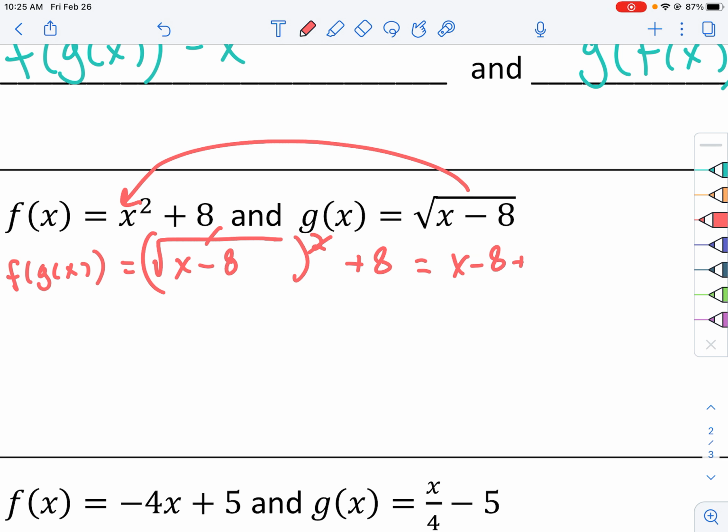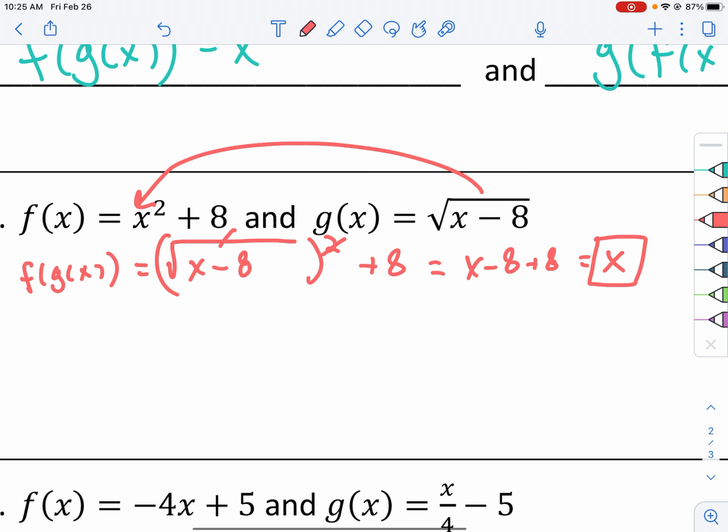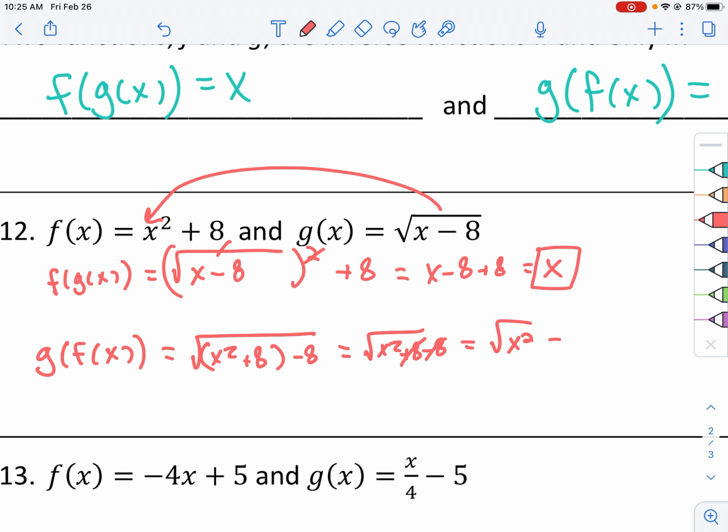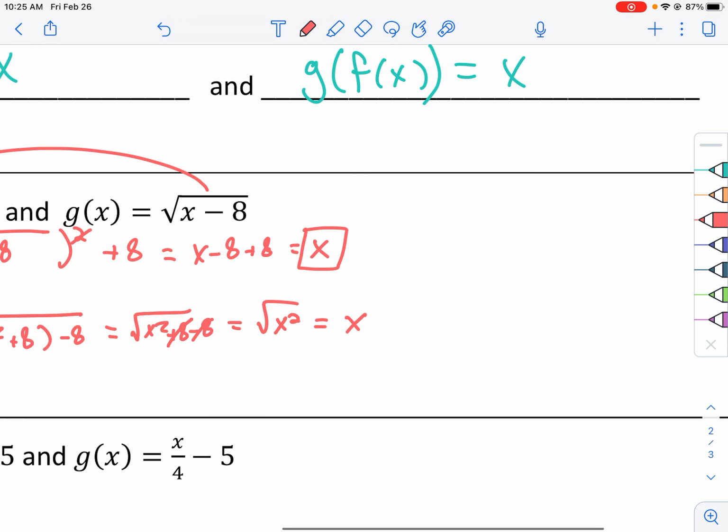Square and the square root cancel, so you get x minus 8 plus 8. So then you just get x. All right? We also need to make sure that the other one works out, so g of f of x. So then that's saying the square root of x squared plus 8, then minus 8. So these parentheses are not doing anything here, so we just say the square root of x squared plus 8 minus 8. So the plus 8 and minus 8 cancel. You get the square root of x squared, which gives you x. So because both of these came out to be just x, they are inverses.